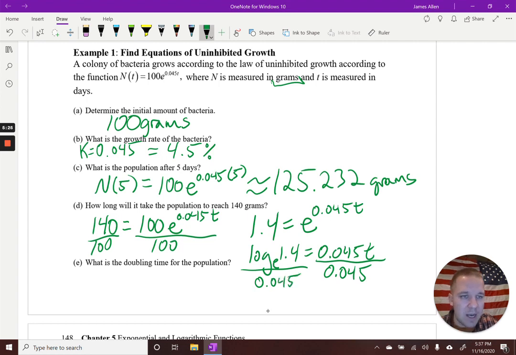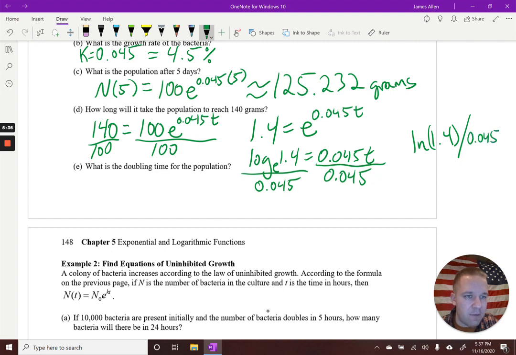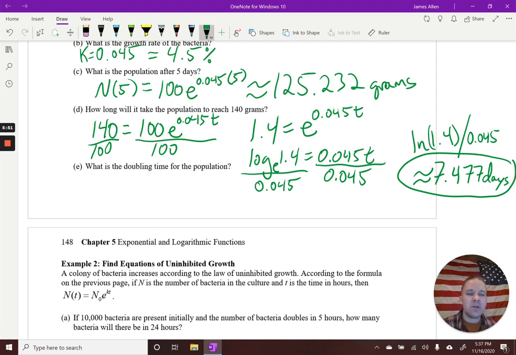So what I'm typing in my calculator is going to look something like this. Natural log of 1.4 divided by 0.045. And once again, I have this jotted down. So I've got it all. We have 7.477 days. Units are wonderful. So 7.477 days for it to reach 140 grams.